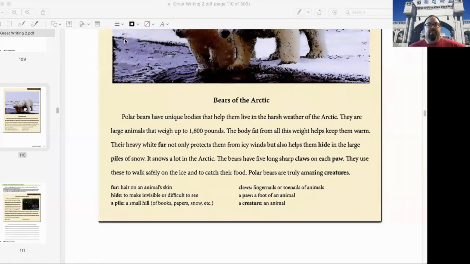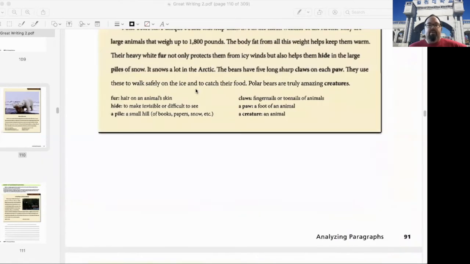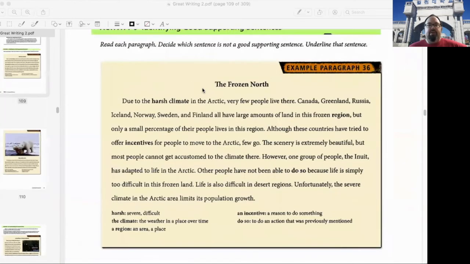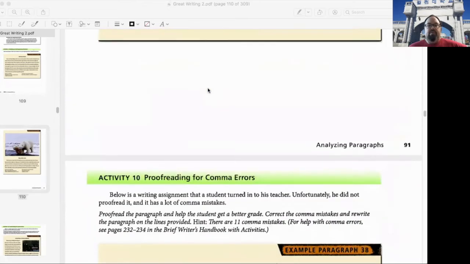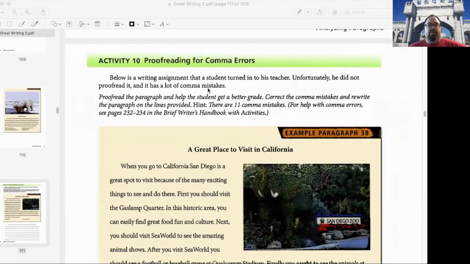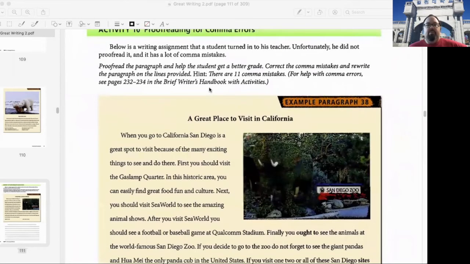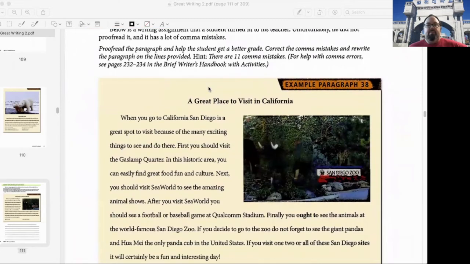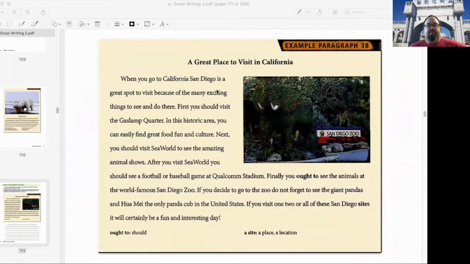Okay, so let me get rid of my pen and we'll go down. So that one we did together. You can do this one then by yourself, the frozen north. And then we're going to read here and proofread for comma mistakes. So a student wrote this, and he made a lot of mistakes with commas.